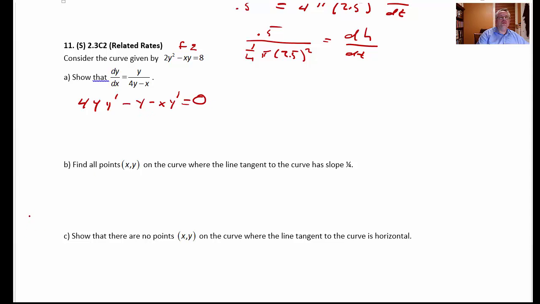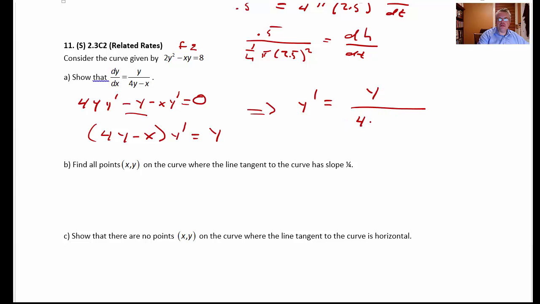Now we've got to solve for y prime. The only term that moves to the other side is this. So we get 4y minus x times y prime equals y. Let's solve for y prime. So y prime equals y over 4y minus x. Okay, that's that, and it equals what it's supposed to equal.